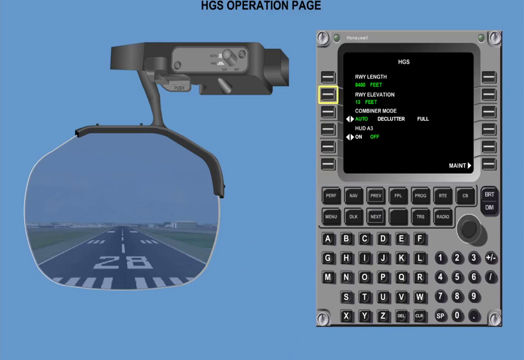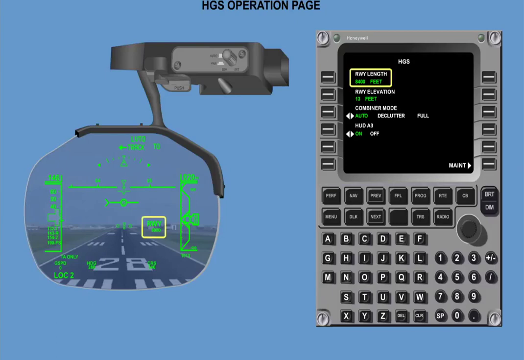HGS menu page appears with the following options: Runway Length, Runway Elevation, Combiner Mode, Auto, Declutter, Full, HUD A3 Control, On, Off. Runway Length. The value of runway length should be automatically set by the flight management system. However, if this value is incorrect or does not show on the HGS page, follow these manual settings.